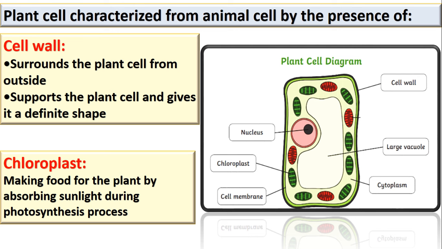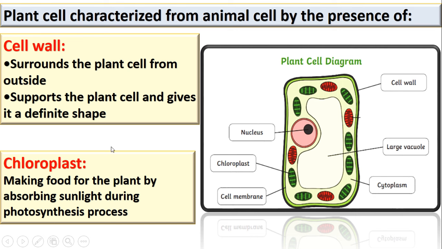So which part of the plant can absorb the sunlight? The chloroplast. The chloroplast absorbs the sunlight from the sun to carry out the photosynthesis process and make the food for the plant. What is the name of the food of the plant? Glucose. So the chloroplast makes the food of the plant, the glucose. Which part of the plant absorbs sunlight? Chloroplast. Which part of the plant makes food? Chloroplast. Super.